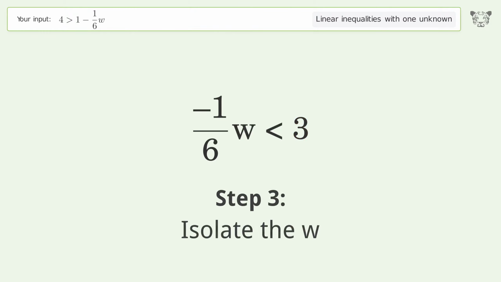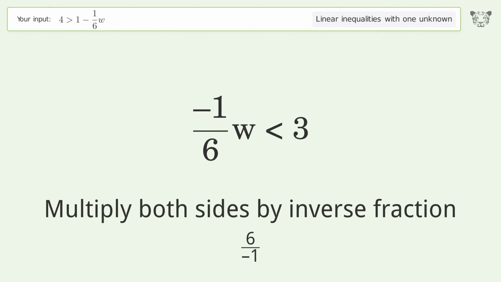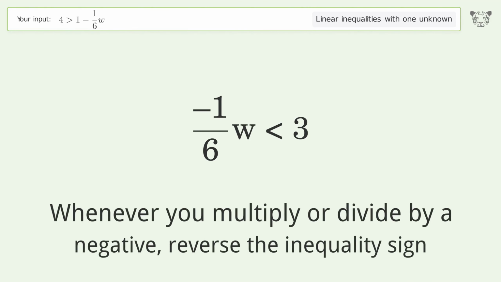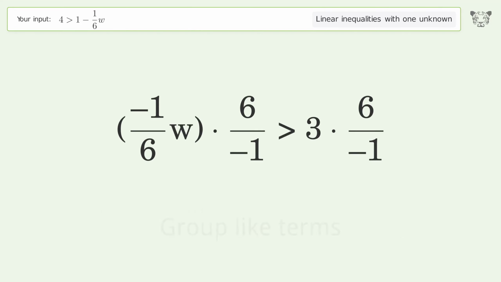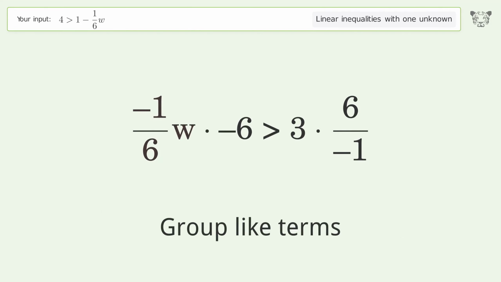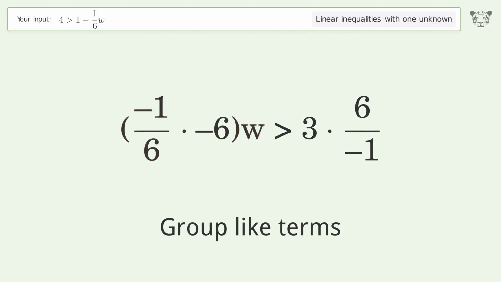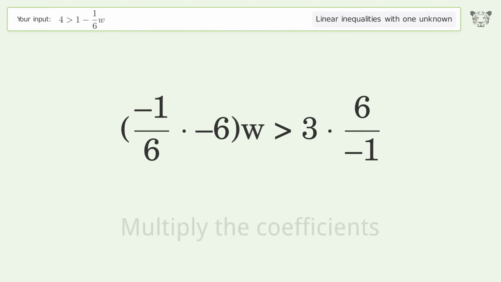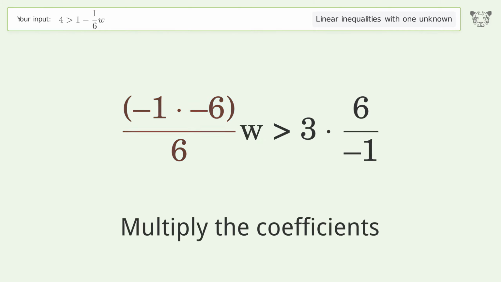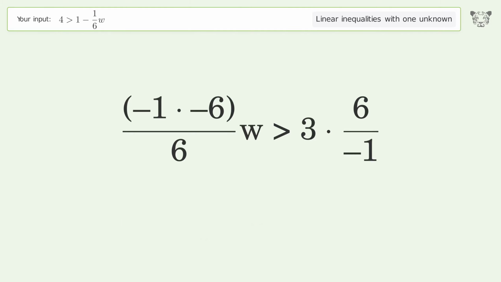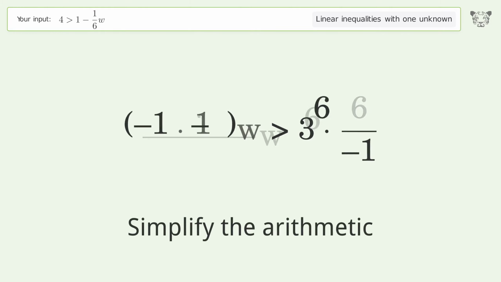Isolate the w. Multiply both sides by inverse fraction 6 over -1. Whenever you multiply or divide by a negative, reverse the inequality sign. Group like terms. Multiply the coefficients. Simplify the arithmetic.